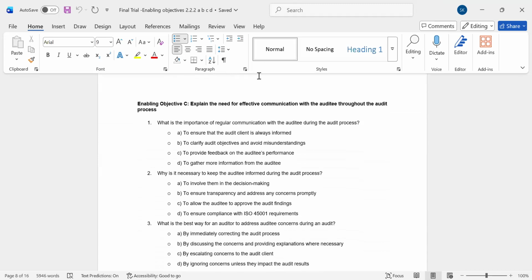A, to ensure that the audit client is always informed. B, to clarify audit objectives and avoid misunderstandings. C, to provide feedback on the auditee's performance. And D, to gather more information from the auditee. Sir, B, to clarify audit objectives and avoid misunderstanding. Right. Do all of you agree to this answer?